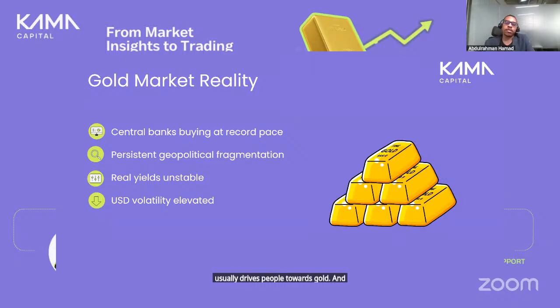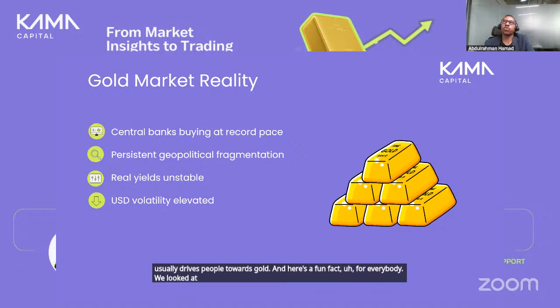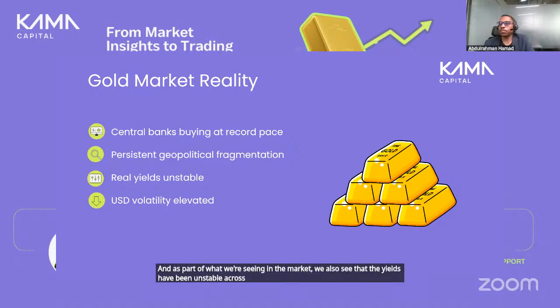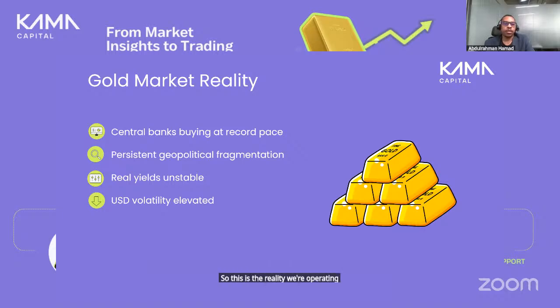And here's a fun fact for everybody. We looked at the data for 2025 across multiple asset classes, and we found out that gold generated the highest ROI of approximately 3,500%. So the demand for it is real. And as part of what we're seeing in the market, we also see that the yields have been unstable across fixed income products. And with that, obviously, we see a bit of volatility in the market. So this is the reality we're operating in today.